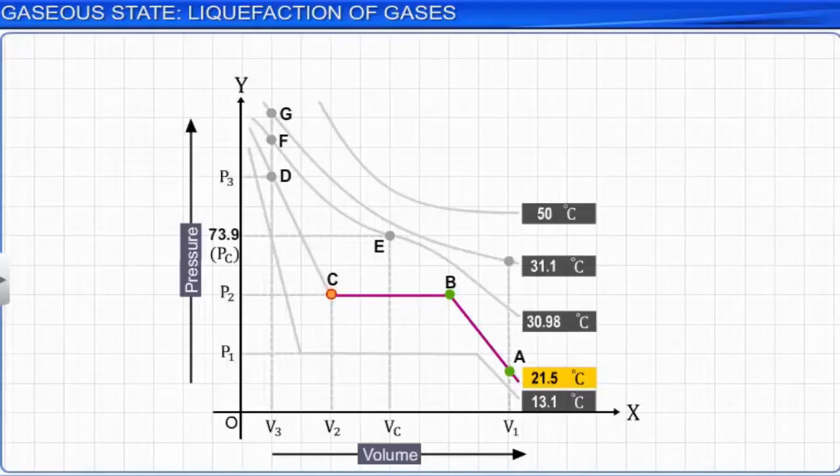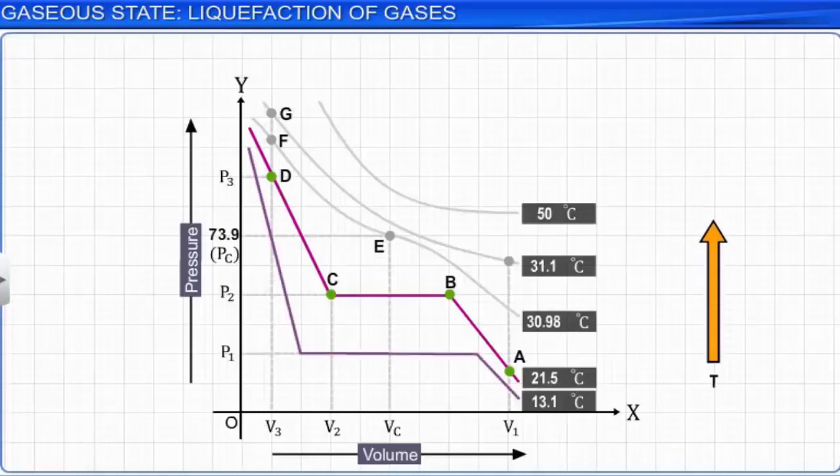and the increase in the pressure has little effect on the volume. This is because liquids are much less compressible. So, a steep curve CD represents only liquid carbon dioxide. When the temperature is raised further, the horizontal portion in the graph becomes smaller and smaller. And at 30.98 degrees Celsius, it is reduced to a point represented by E.